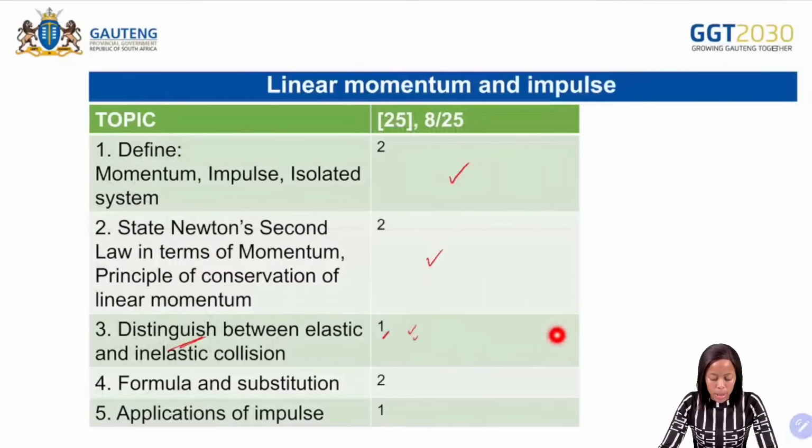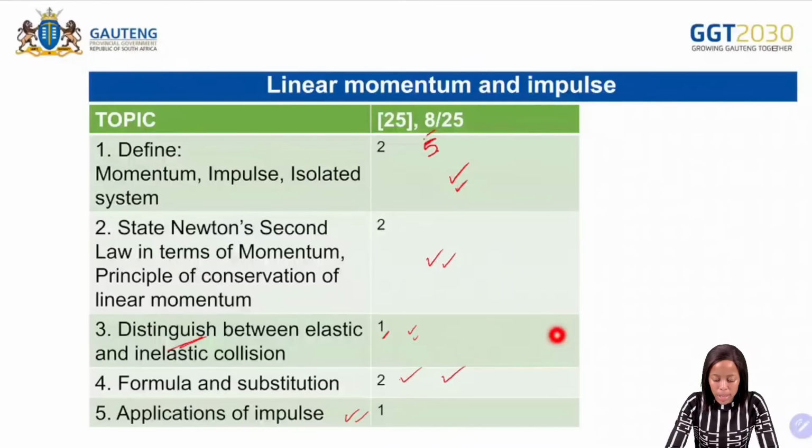Okay. Then number 4, formula and substitution. On this one, you are able to use at least 2 formulas, and then the application of impulse. Again, we are saying you can collect at least 8 marks, or a minimum of how many marks? 2 marks for the definition, 2 marks for stating the principle, and at least 1 mark for the formula and the substitution. So that should give you a minimum of 5 marks.